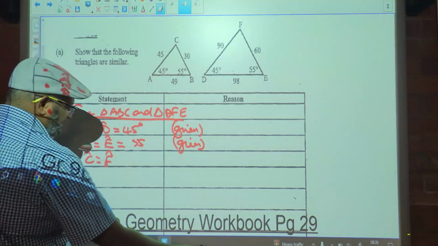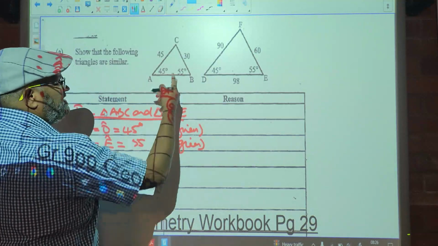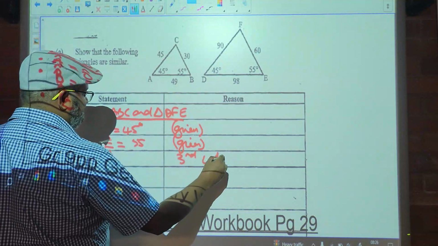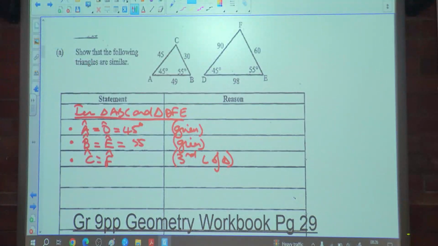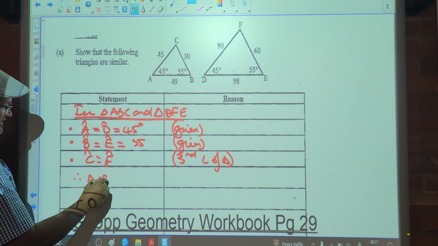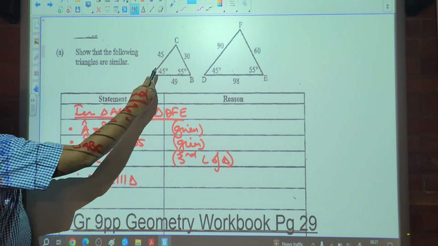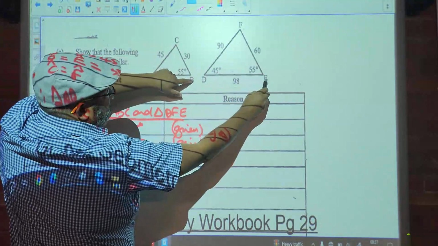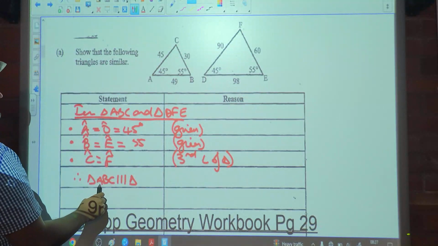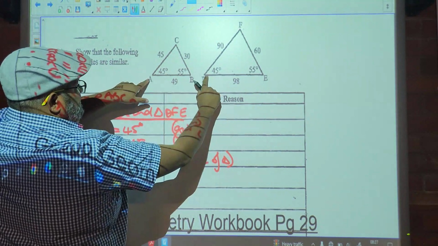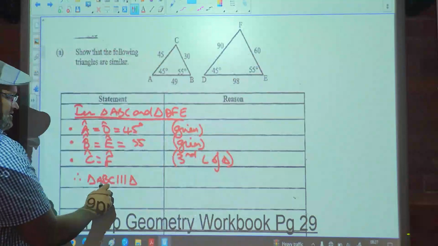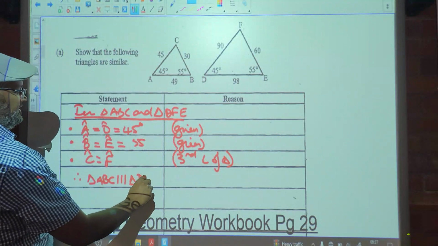We don't have to give an amount there for the angle or the value of that angle. It's just the third angle of the triangle, and that is enough for us to conclude similarity. So I say therefore triangle ABC is similar to triangle DEF. You see A corresponded with D, B with E, and C with F. So the order is correct. Can you see that?